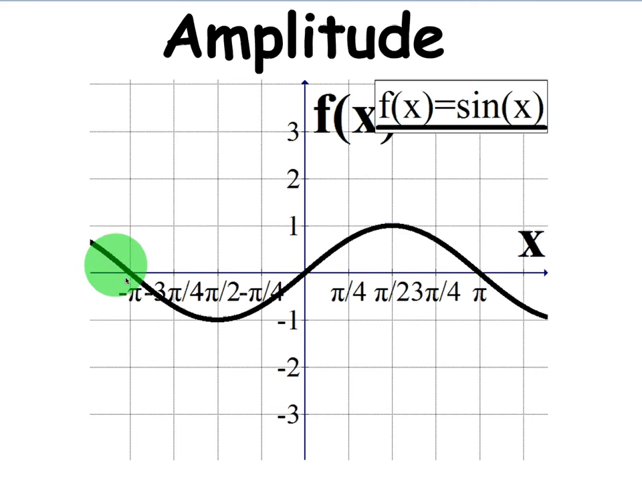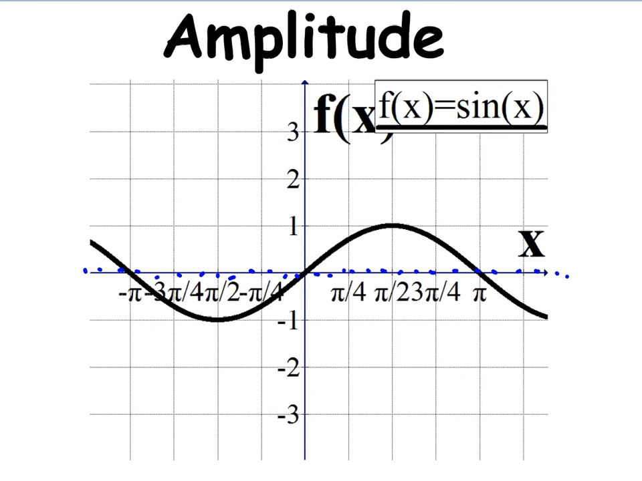Here we have a graph of a trig function. We can see up here that it's f of x equals sine of x. What would the amplitude of this trig function look like? Well, the first thing we're going to do is draw a line in the middle of the graph by this blue line right here. So this dotted line represents the middle of the wave.